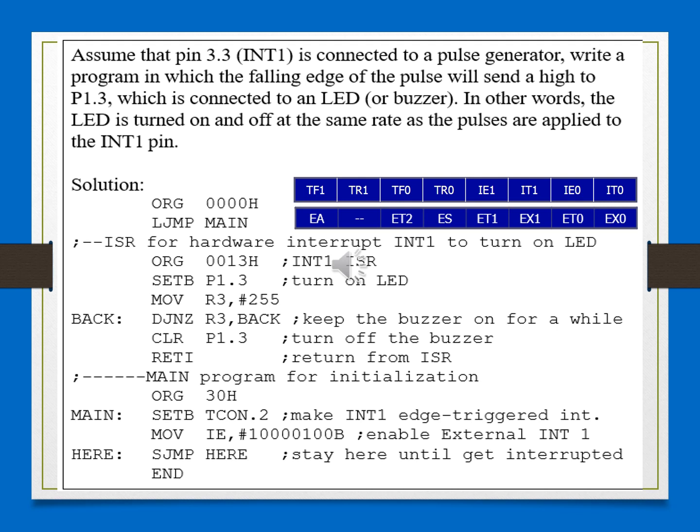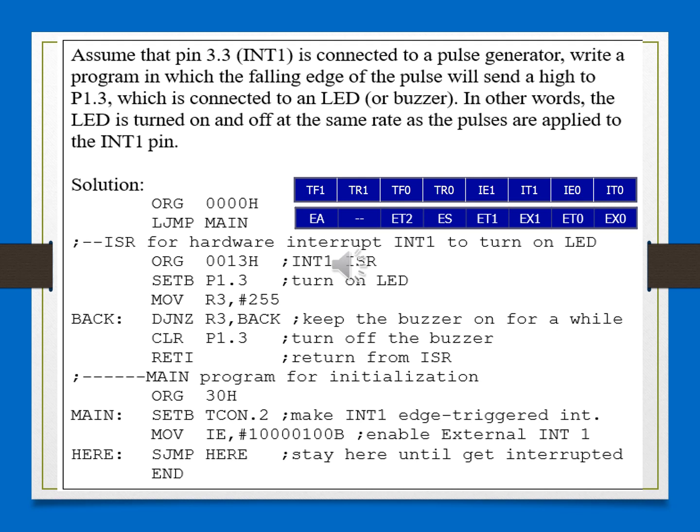So observe the main program. What are you doing there? It starts with ORG 30, which is where your main program is saved. You are setting a particular bit of the TCON register, that is TCON.2. Observe the topmost register here. You are setting TCON.2, making it high. So your external interrupt 1 bit is made 1, which indicates that it is an edge triggered type of interrupt.